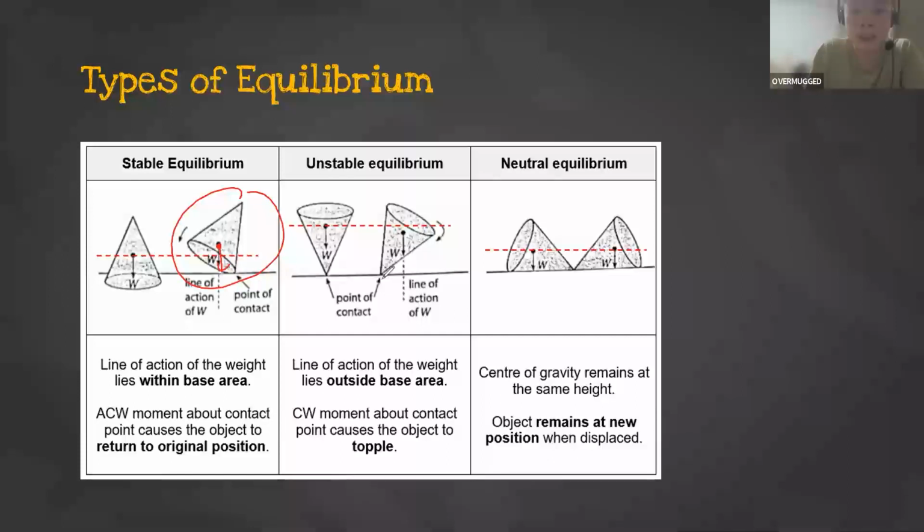But over here, you can see that the base area is so thin. Then the line of action of the weight is outside the base area already. That's why it will topple over. The CG lowest.